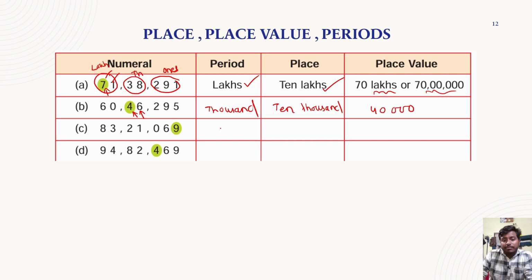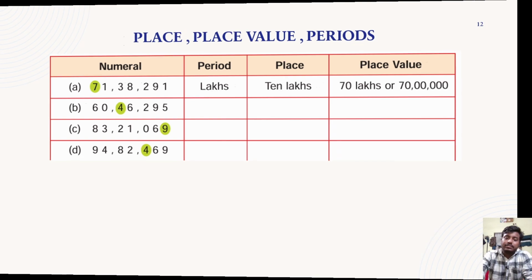Here is 9. 9 means the period is ones, the place is also ones, and the place value is 9. Similarly, in the next one the period is ones, because it is the first period, that is ones, then the place is hundred, and the place value is 400, because place value means we multiply the digit with that place.